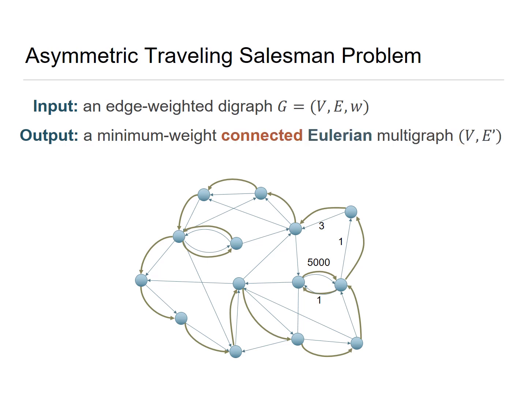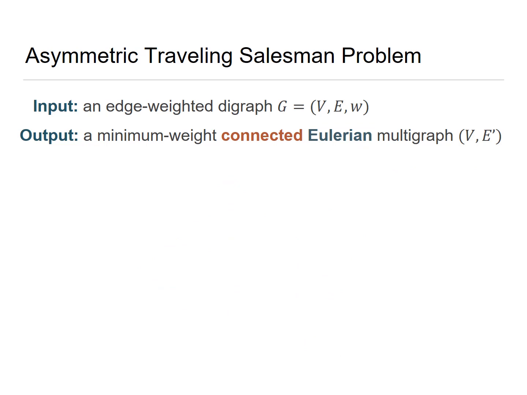There's another formulation in which we say we want a minimum weight connected Eulerian multigraph. Eulerian here means that for every vertex, the in-degree should be equal to the out-degree. We like this formulation because, first of all, it brings us to the standard LP. And also, if you just give me such a minimum weight connected Eulerian multigraph, I can easily order the edges so that I get a tour. So this really is the same thing.